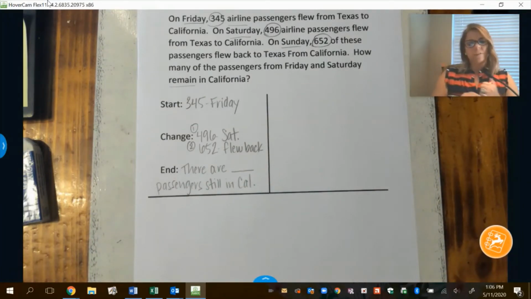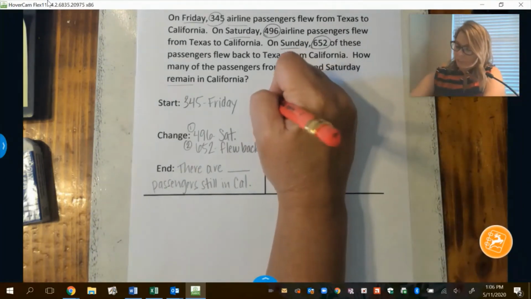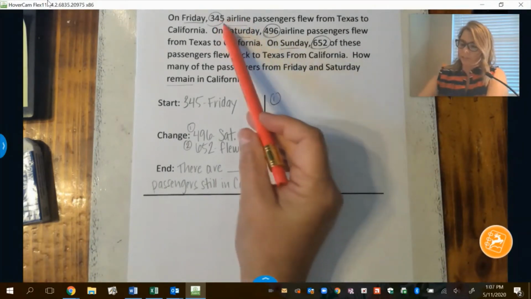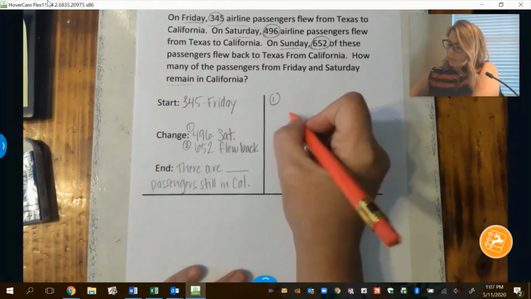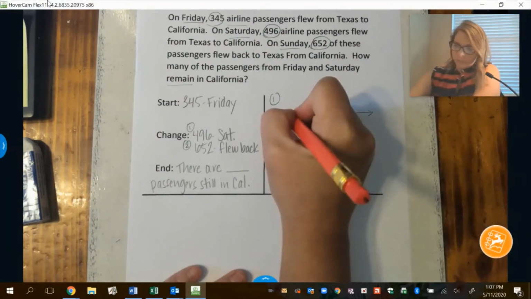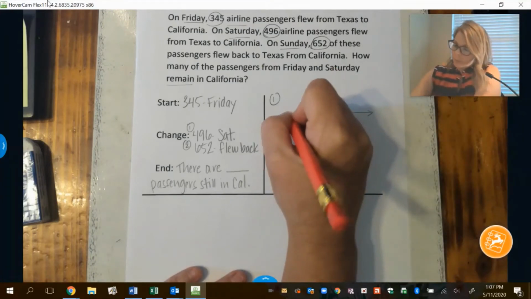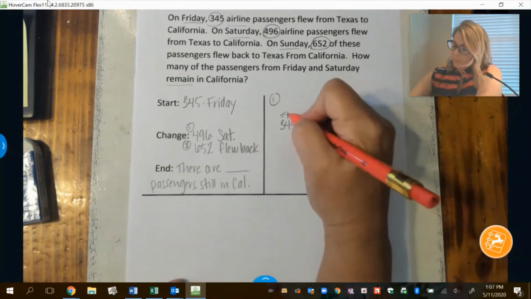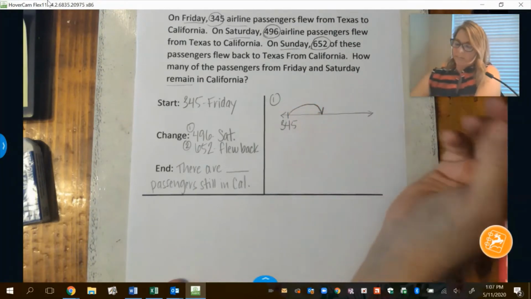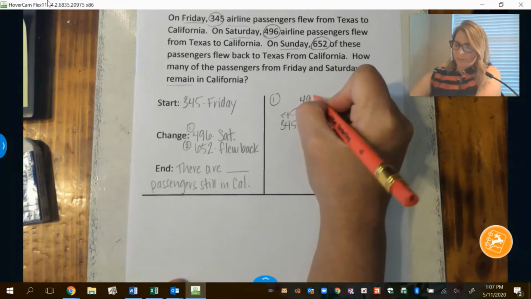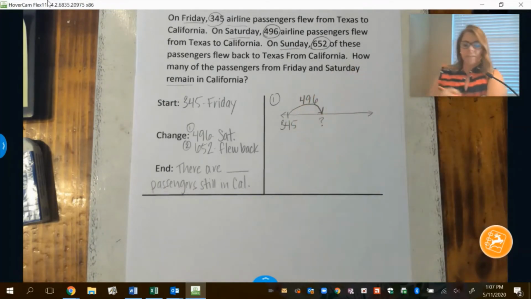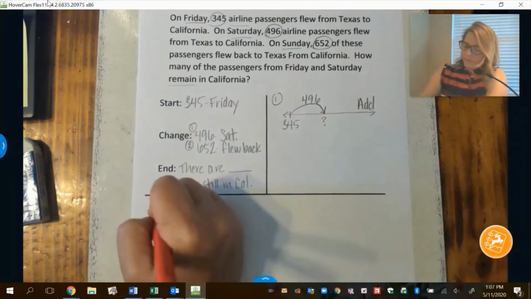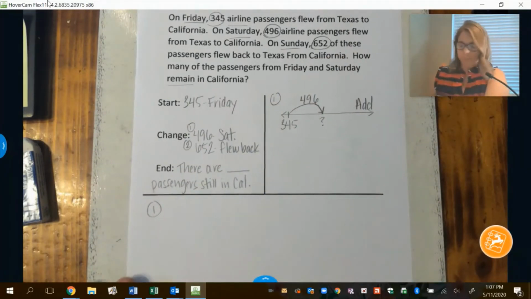All right, so now let's go to the second box. Our first step looks like we need to combine the Friday and Saturday passengers to get a total for that. So I'm going to do a number line. 345 flew on Friday, and then we need to add in Saturday's passengers of 496 to get our total. So here we're going to add. So I'm going to come over here and do the first step. Might as well go ahead and solve it.